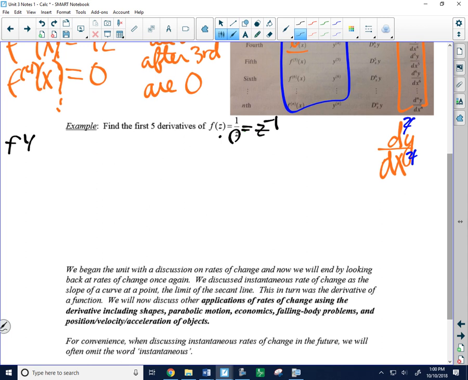So first derivative, f prime of z, power rule, negative 1, z, now subtract 1, so negative 2. I'm going to change that here because final answer is no negative exponents. So I keep the negative 1, and I just move this to the denominator. So z squared is now on the bottom. So that's the first derivative.